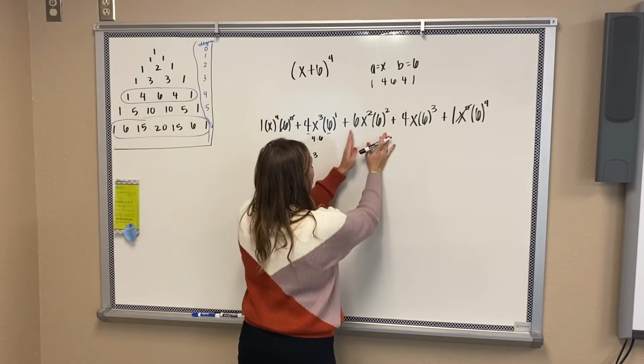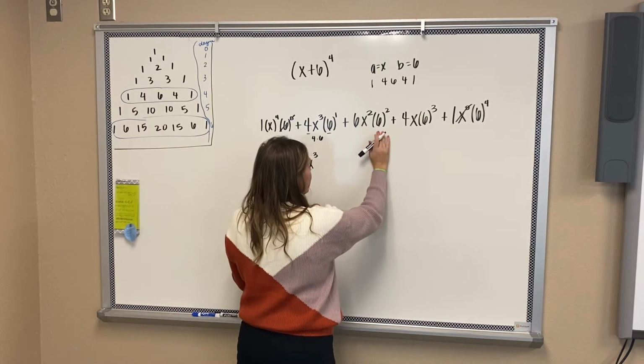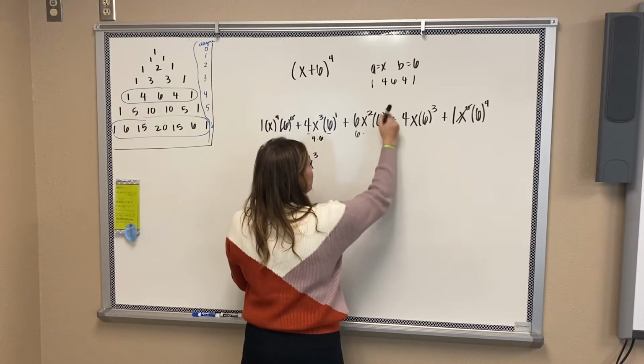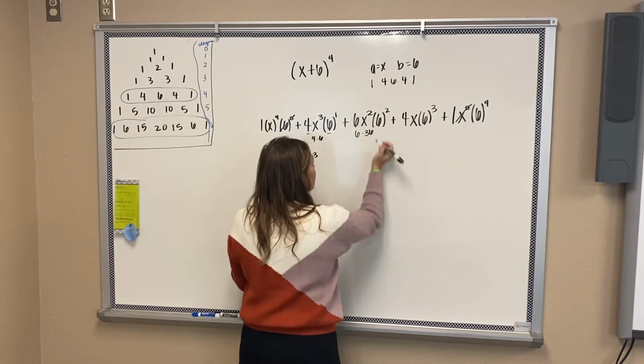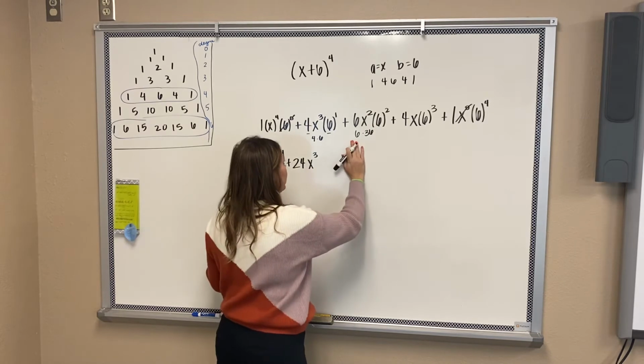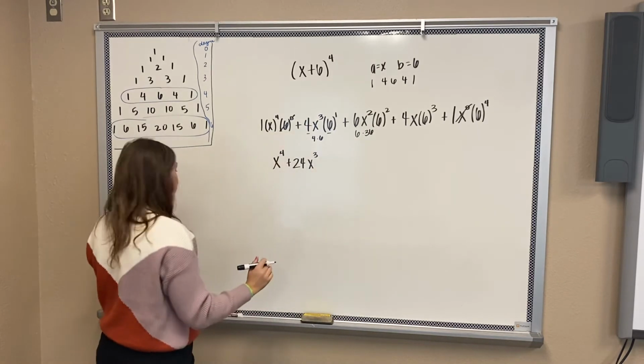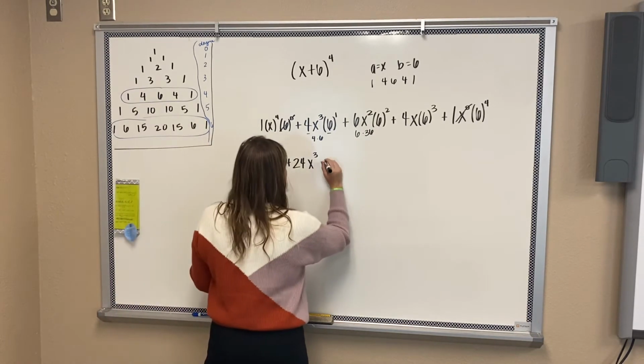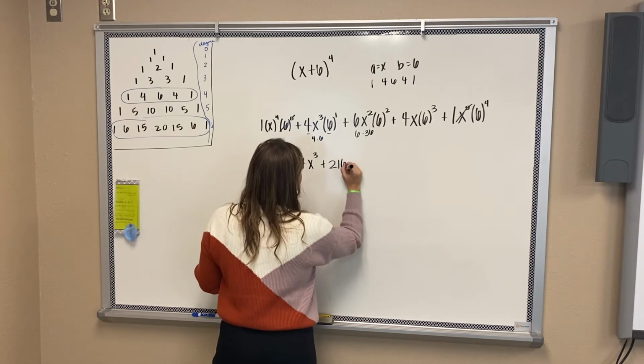Okay, now we look at this one. We have 6 times x squared times 6 squared. So we have 6 times 6 squared is 36. Okay, so we're going to be multiplying 6 times 36, which is 216 x squared.